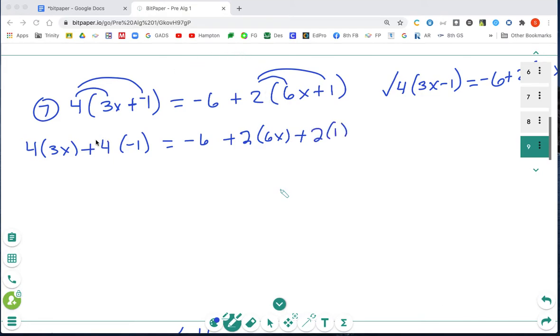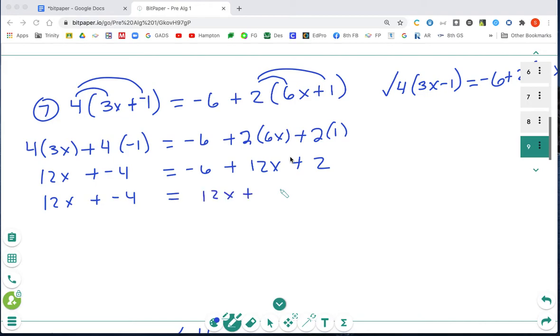Now we're going to do all the little small multiplication problems. So 12x plus negative 4 is equal to negative 6 plus 12x plus 2. Now we have two numbers over here that we can combine into 1, so we need to do that. So 12x plus negative 4 is equal to 12x plus negative 4.